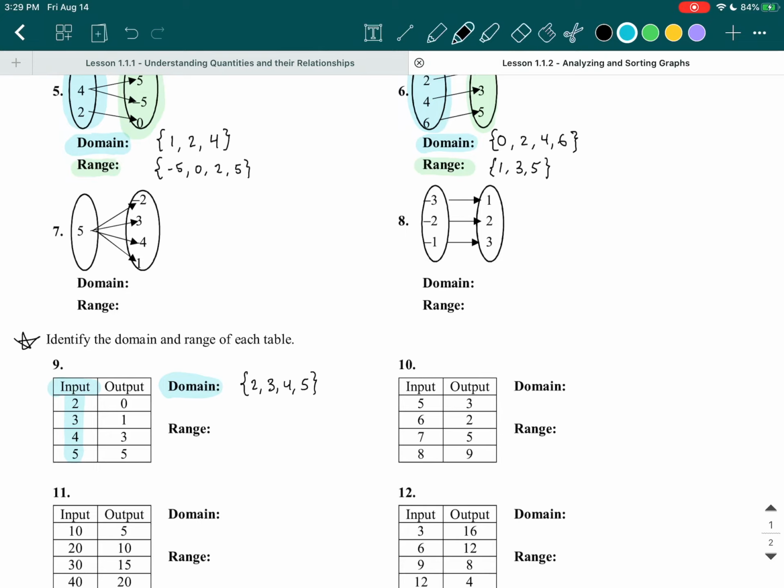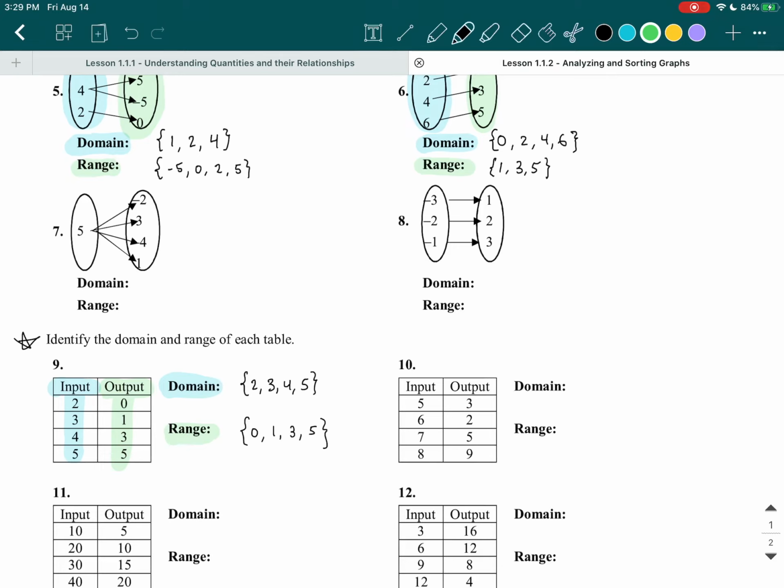All right, and range is very similar. It's just now instead of the input, range is the output. So I'm going to put both of those in the same color so that you know they are associated with each other. And let's take a look at the numbers. 0, 1, 3, 5. So let's write it out as a set, from smallest to biggest. 0, 1, 3, 5. All right, so that's how you do number 9.